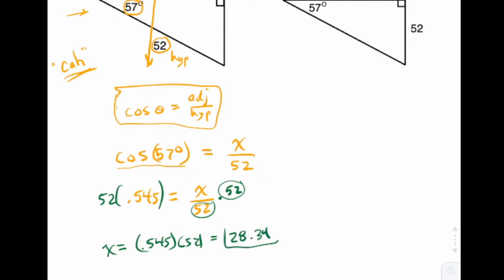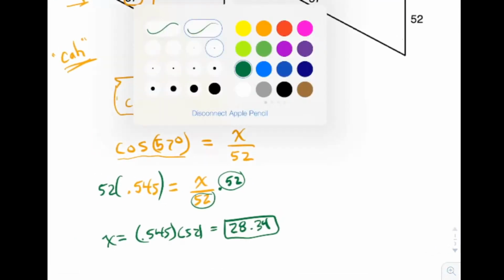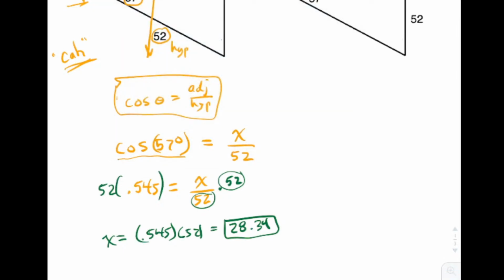Roughly 28.34. So like I was saying, that's one way you could have done it. The other way you could have done it is to think of this as a proportion. Put this over 1 and do cross products. 1x equals 52 times the cosine of 57. So if you want to look at it as a proportion that happens to have a 1 underneath, well, that works too. Okay, so yay, we actually figured out how long that side was.